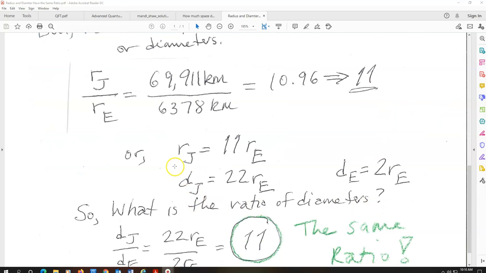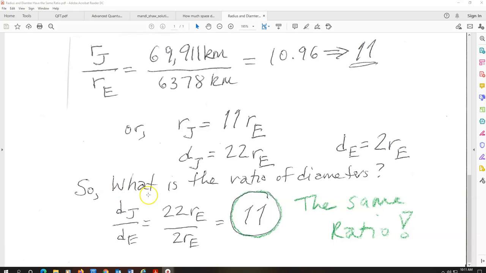It is true that the radius of Jupiter is 11 times the radius of Earth. We saw that. And it is true that the diameter of Jupiter is 22 times the radius of Earth. These are all true statements. It's also true to say that the diameter of Earth is twice the radius of Earth. So that's where the factor of 2 is. But when we do a ratio, we're going to see that those factors of 2 in the diameter divide out.